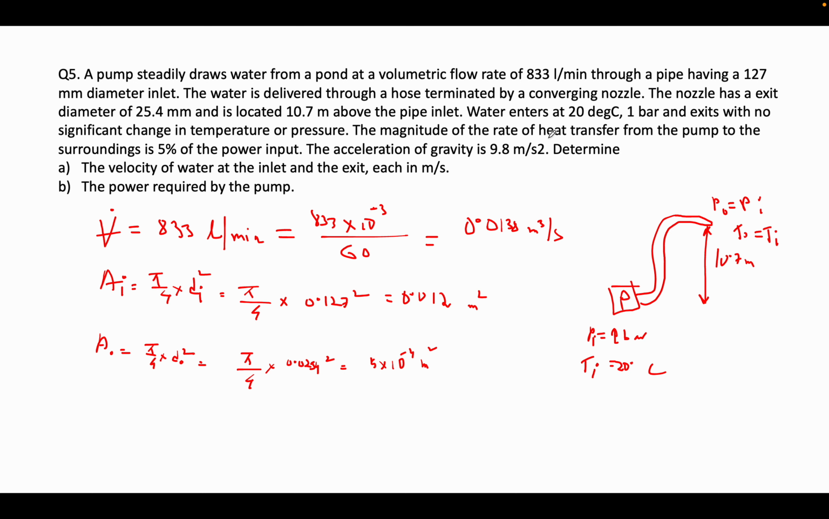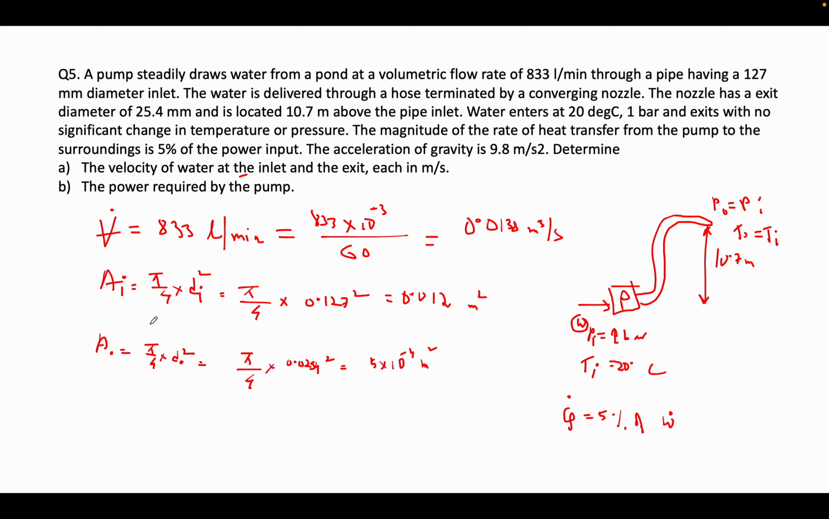The magnitude of the rate of heat transfer from the pump to the surrounding is 5% of the power input. So Q dot is nothing but 5% of W dot. That means a pump requires some input electric power, and 5% of that is lost in the form of heat. The acceleration due to gravity we all know, so we have to determine the velocity of the water at the inlet and the exit.